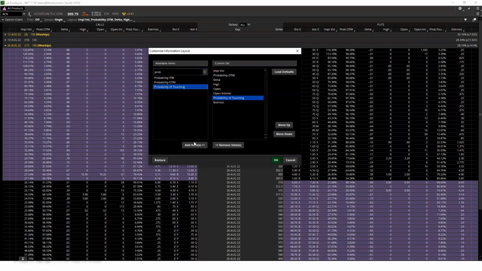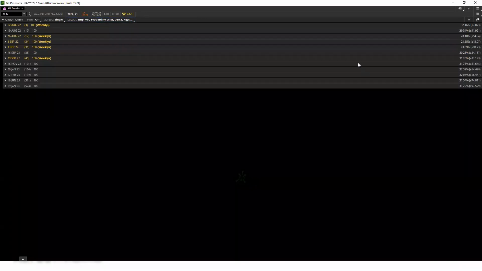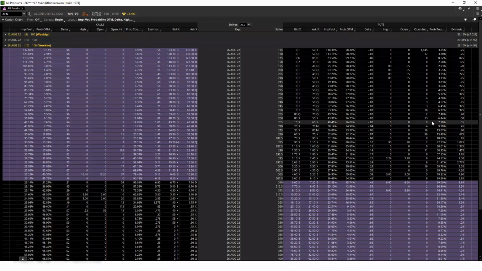You can select that and click add items, and it will add it into your current set so that you can see it on your options chain. Then you just go ahead and hit OK, and it should show up in your options chain. Again, that's on the Thinkorswim platform. You may need to check with your individual broker or charting platform, assuming you have access to options data, to determine how to do that. But very handy tool, very handy information.